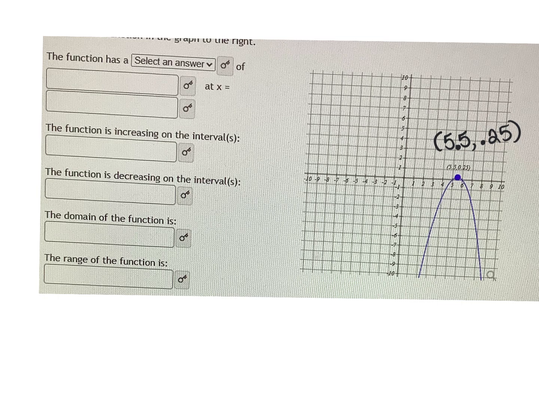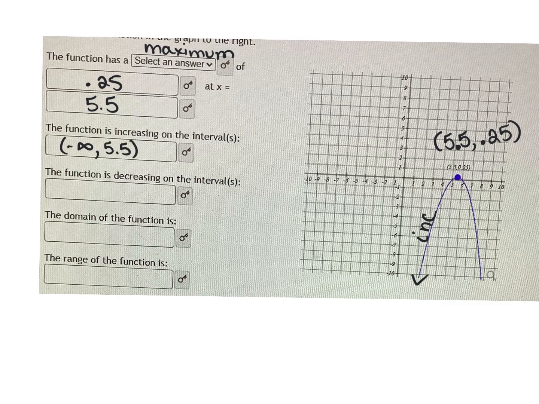This problem is copied from your homework, and the first thing it wants to know is whether it has a minimum or a maximum. So this one, of course, is going to have a maximum. The maximum is your y value, so that's 0.25, at x equals 5.5. Then it says it's increasing on what interval. So again, we know that we're riding that roller coaster, so it increases from negative infinity up to, but not including, 5.5.